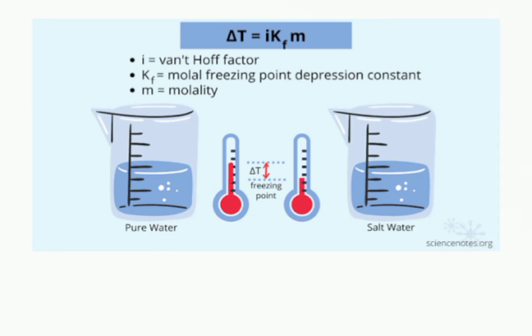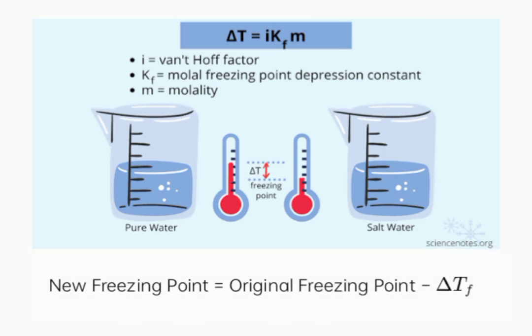So, the formula for freezing point depression is equal to the Van 't Hoff factor, or the number of particles formed, multiplied by the freezing point depression constant of the solvent, wherein for water it is equal to 1.86 degrees Celsius times kilograms per mole, multiplied by the molarity of the solution. And to find the new freezing point, we have the formula: original freezing point minus the freezing point depression.